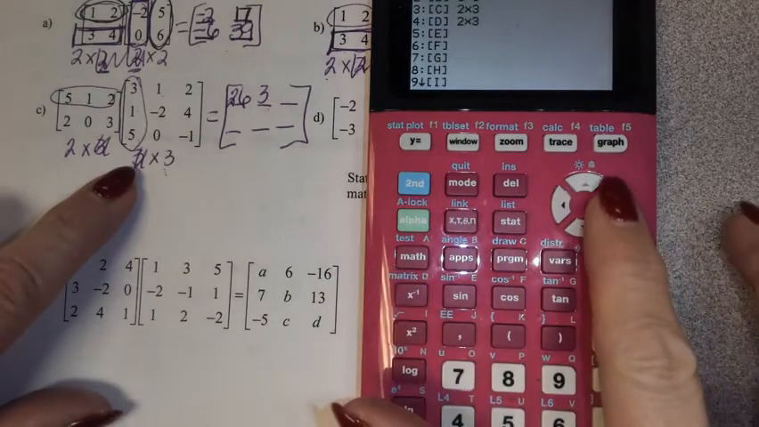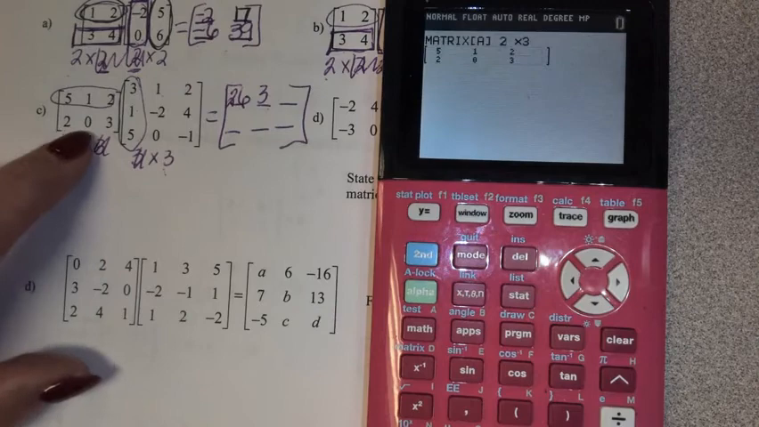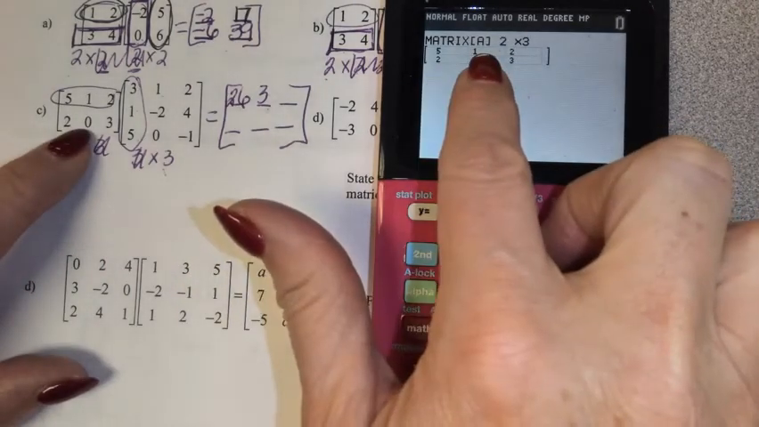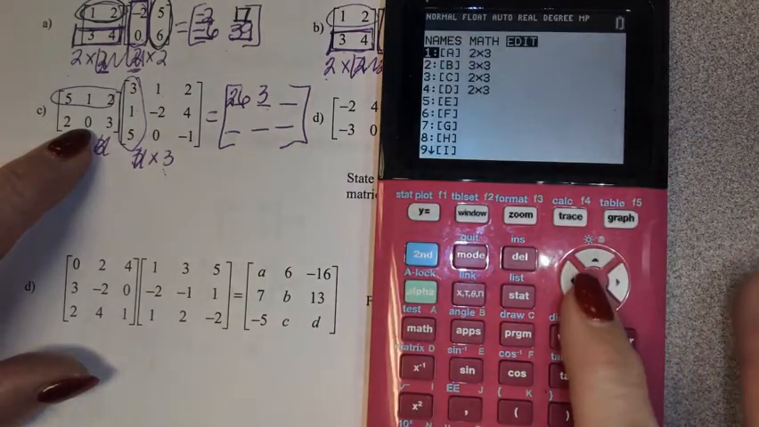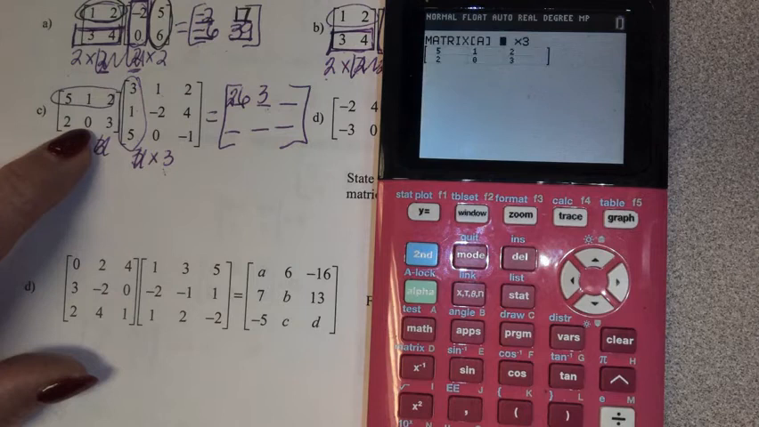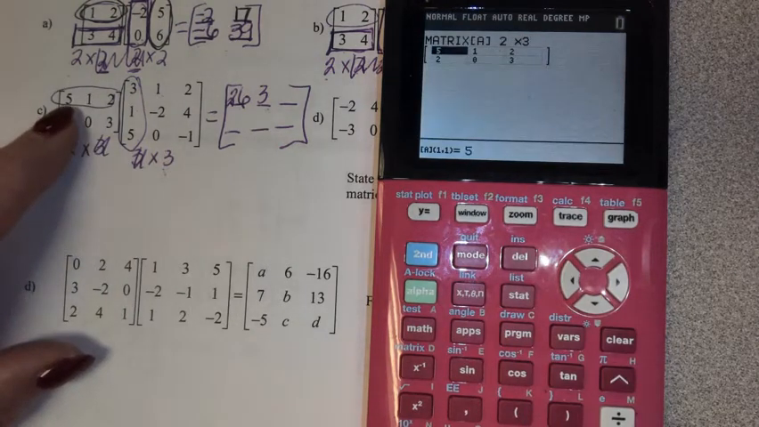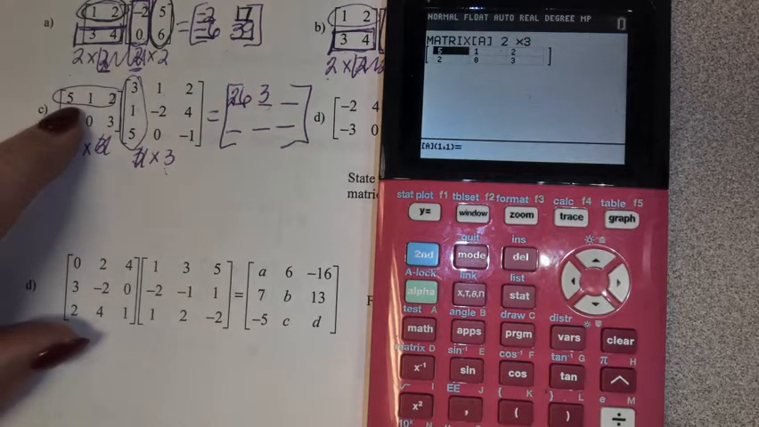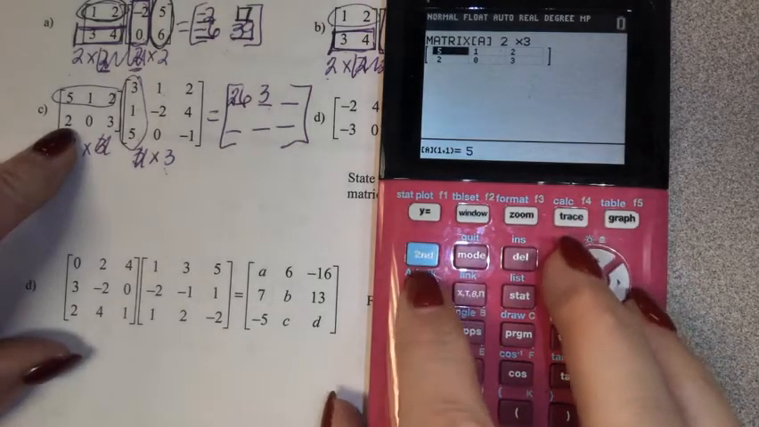Now, we're also going to look at how we can put these into our calculator to check our answers. Let's say we just want to do this whole multiplication on the calculator. So we're going to have to put in our dimensions. Our first one is a 2 by 3. The second matrix, we'll have to use a different one. Let's put in matrix A first. It's going to go 5, 1, 2, 2, 0, 3. So there's our first matrix.